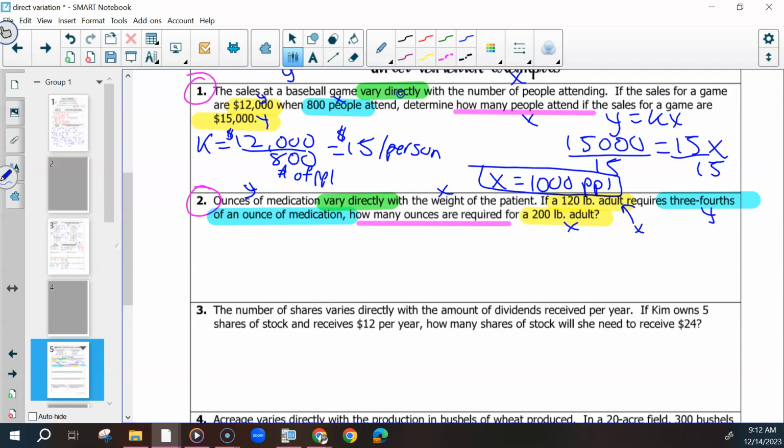So then what are we looking for, X or Y? Y. Since ounces is Y, that's what we're looking for. The biggest thing with this is knowing what you're solving for so you don't solve for the wrong thing.